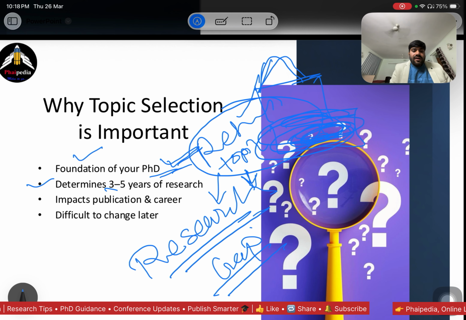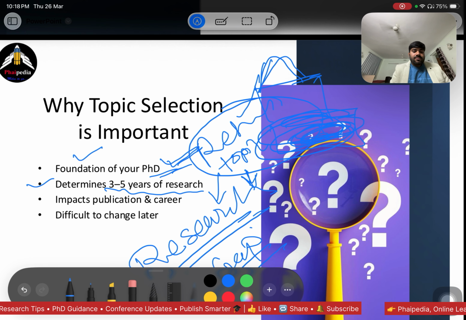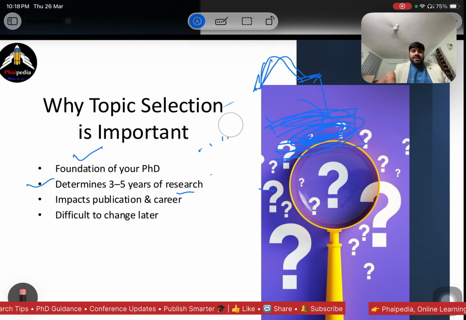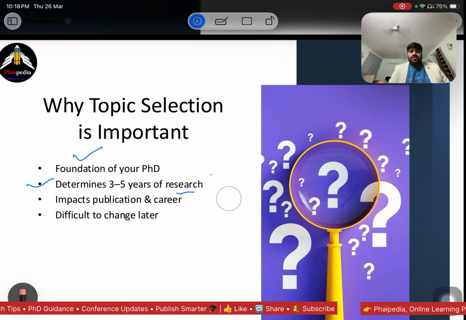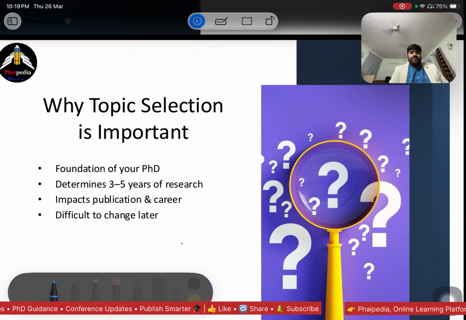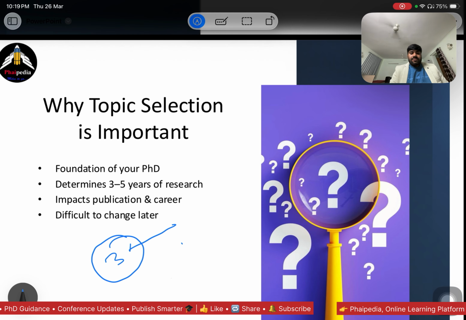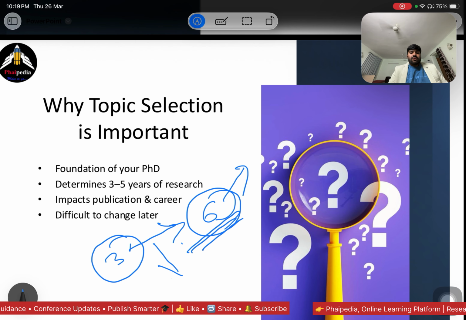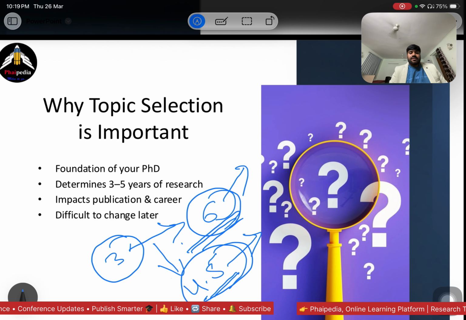Also, it determines the 3 to 5 years of research. When we talk about the PhD program, the minimum is 3 years, and the maximum varies from institute to institute and depends on the ability of the scholar. The minimum is 3 years, and it can be 3.5, 4, 5, up to 6 maximum. But in most colleges you get the stipend from the institute till 4.5 years. For example, in Raipur you get a stipend till 4.5 years. After that, no stipend is provided by the institute.